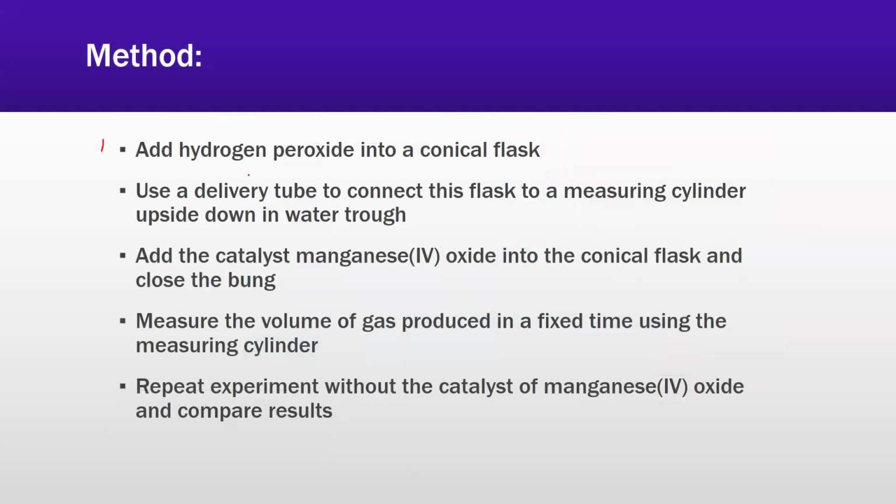So add hydrogen peroxide into a conical flask. Use a delivery tube to connect this flask to a measuring cylinder. Add the catalyst manganese oxide into the conical flask. Measure the volume of gas produced and repeat the experiment without the catalyst.